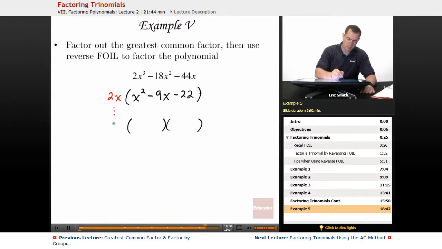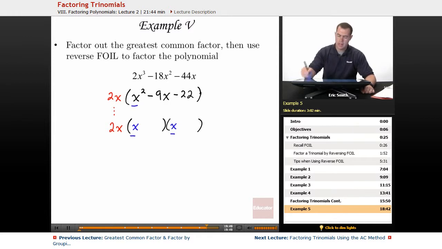Let's go ahead and copy over this 2x just so we can keep track of it. Okay, so I need my first terms to multiply together and get an x squared. Well, that'd be an x and another x. Now I need to look at my last terms so that they multiply together to give me a negative 22. So some of our possibilities are 1 and 22 and 2 and 11.